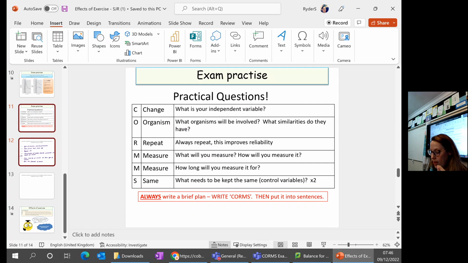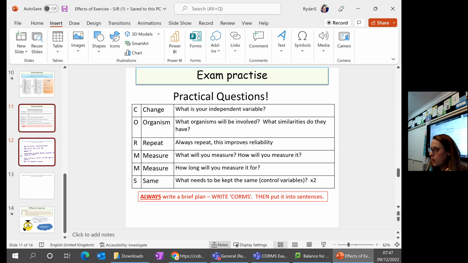So essentially, you are making your own little practical scenario up, and you are able to identify in that scenario what you're changing, how you're going to change it, what organism you're using, and how you're going to make it a fair test, how you're going to measure it and what you're going to measure, and what you're going to keep the same. So it's essentially understanding your independent variable, your control variable, and your dependent variables.